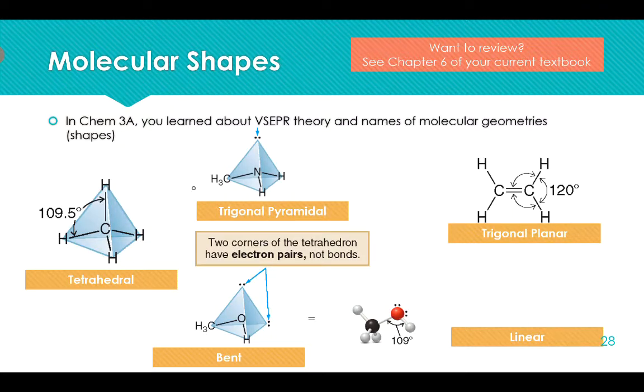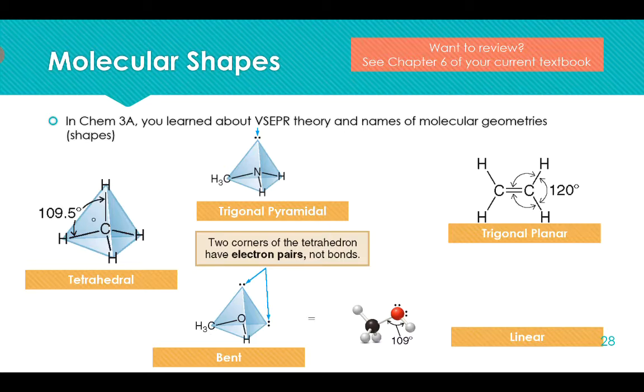We have to remember that even if we draw a molecule flat with right angles between bonds, that's not really how the molecule is shaped. In Chem 3A, they cover VSEPR theory. If you do not remember that, you can flip to an earlier chapter of your textbook to review VSEPR theory. VSEPR theory says that the electron groups around a central atom are going to try to get as far apart from each other as possible.